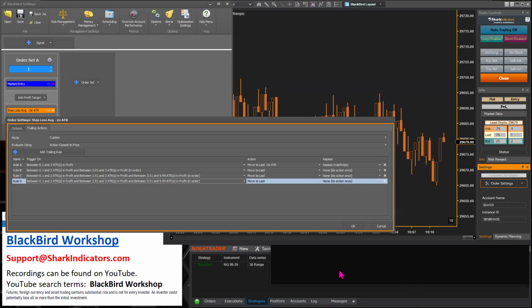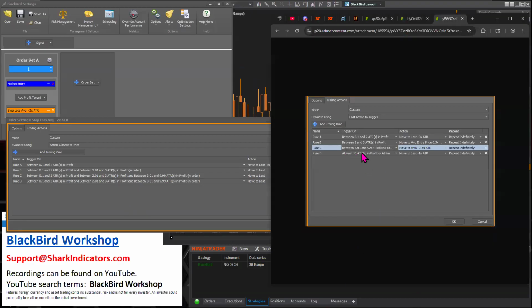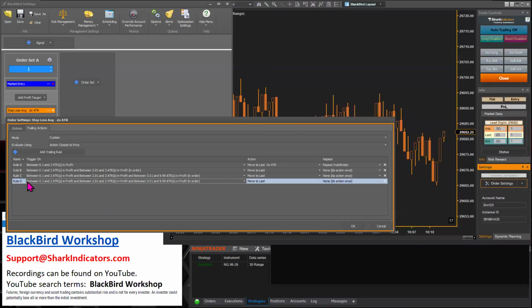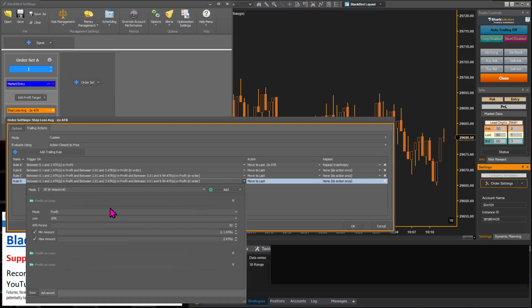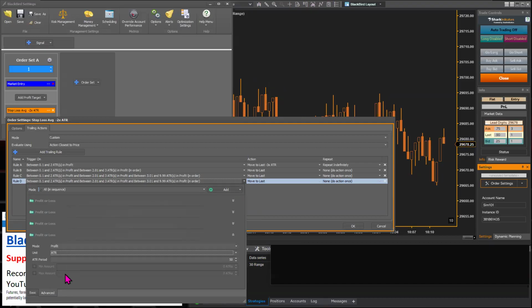So now rule D is going to be 10, yeah, just 10 or above, right? So let's open up rule D here. Add another profit or loss. Set everything up. Just enable the minimum there. And the minimum is 10. And there we have it.